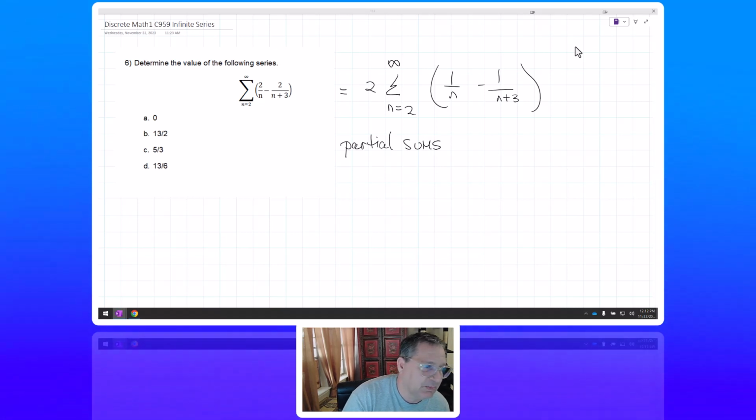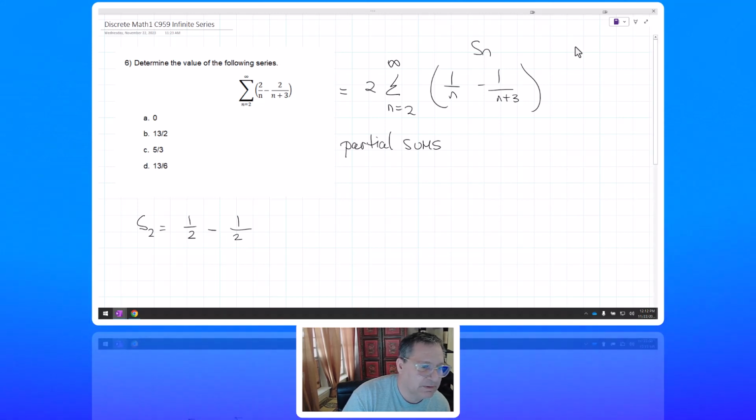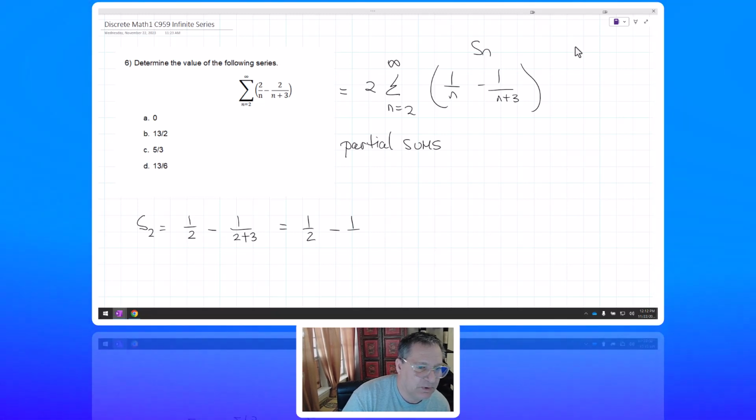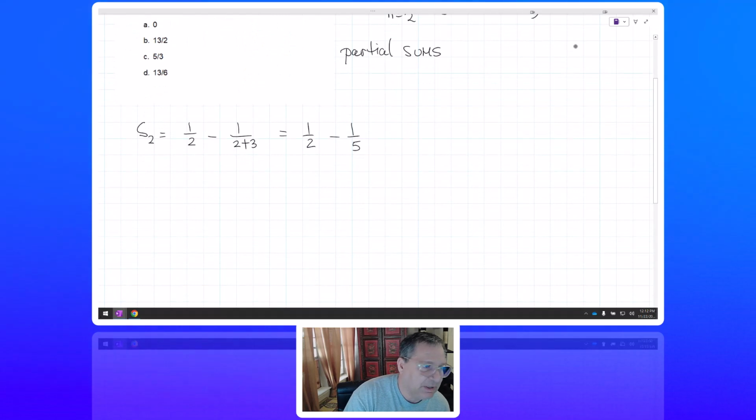So we'll do a partial sum, and we don't have to change the index, we'll just start with 2. And if we do that, we'll get the partial sum of this part right here. We're going to keep the 2 outside. So that'll be 1 over 2 minus 1 over 2 plus 3, 1/2 minus 1/5. And that's our first partial sum. And we can just continue that, make a list, and see how this goes.